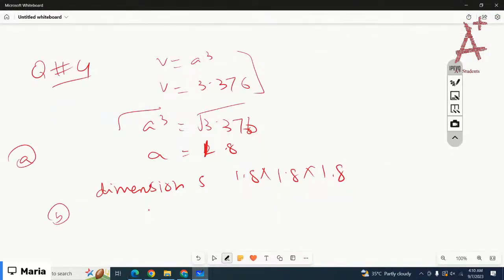That is A part. So for the B part, you have to do 64 times the volume of 1 sugar cube. That would be 3.376, right? So it would be 216. That is the volume of 64 sugar cubes, right? Okay.